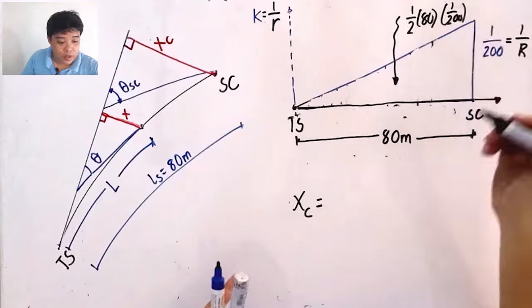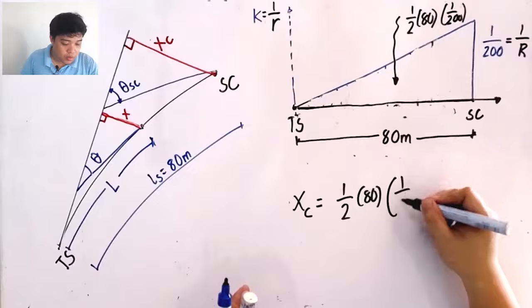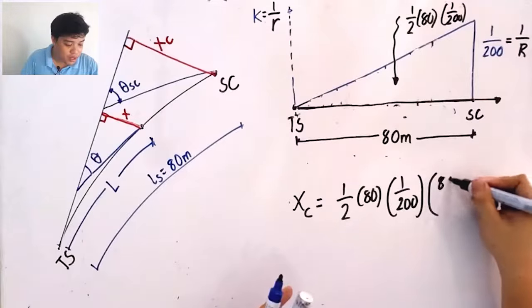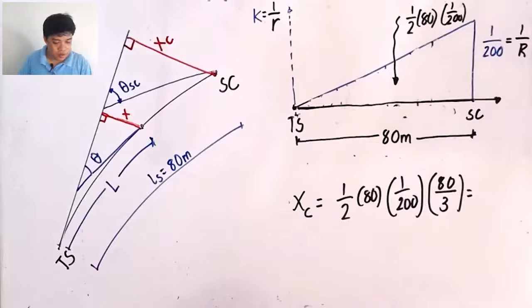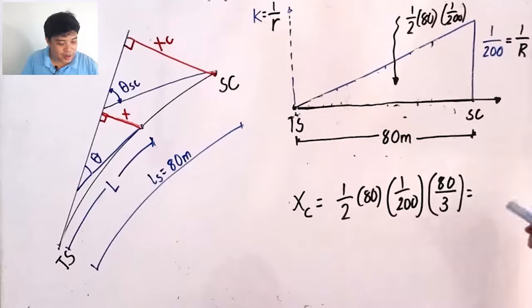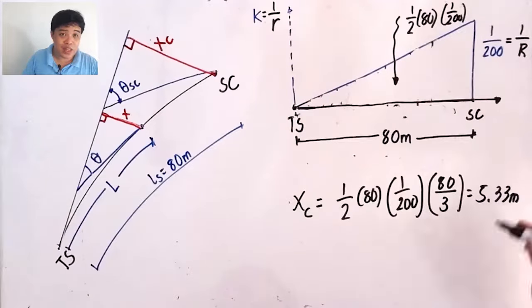If you want to get the moment here, you just multiply 1/2 of 80 by 1 over 200 by 1/3 of 80. So that is 80 over 3. So this one will give us the same answer, 5.33 meter. So that is another way to get it. That is a technique I'm using. But there is another technique for that.